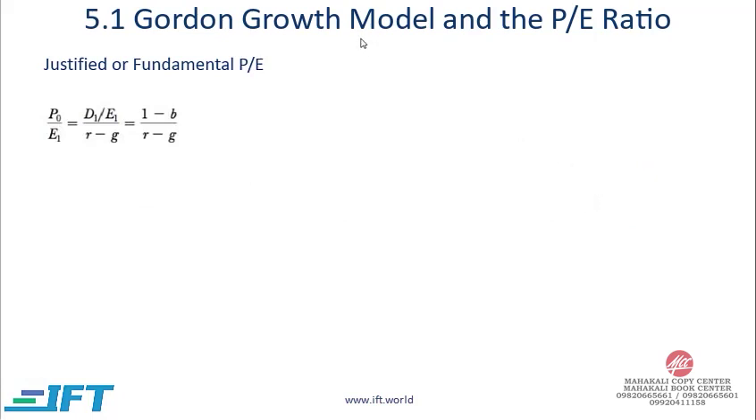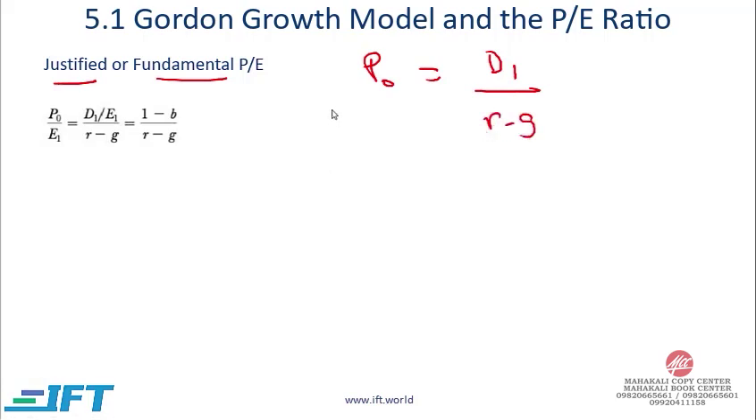Okay, back to material now, which you have seen before. The Gordon growth model and the PE ratio. Hopefully you remember this from level 1, but we have the concept here of the justified or the fundamental PE ratio. The price of a share, assuming an efficient market, is equal to D1 divided by R minus G.